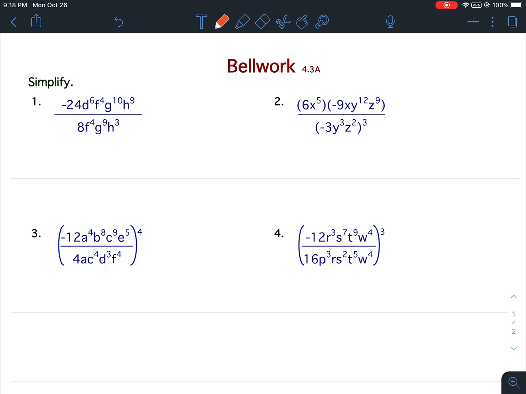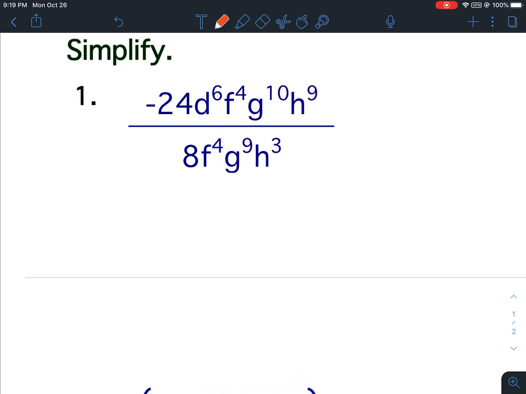Bellwork 4.3a, questions 1 and 2, starting with number 1. Because there are no parentheses in the numerator and no parentheses in the denominator, I can go right to the only operation left, which is division. So off to the right side, right division, like that.